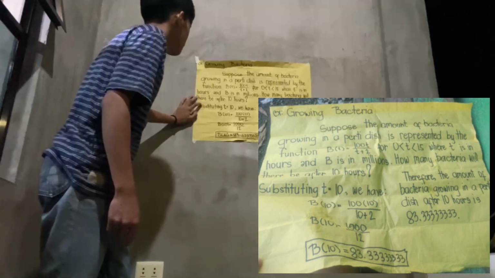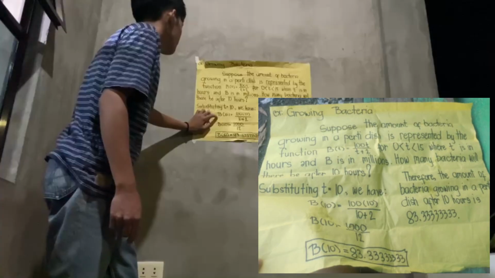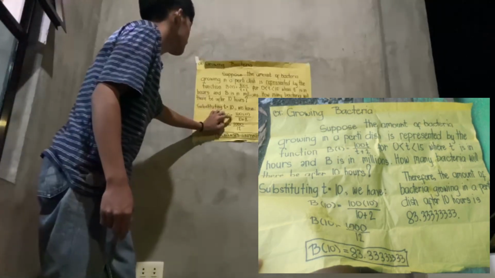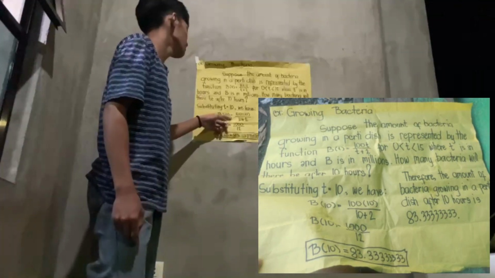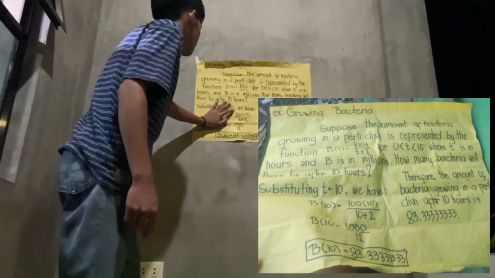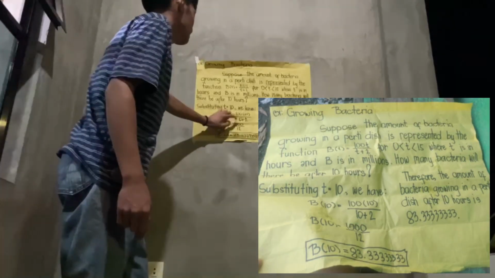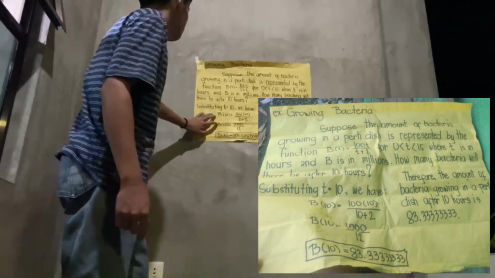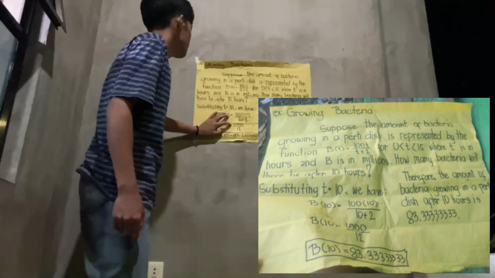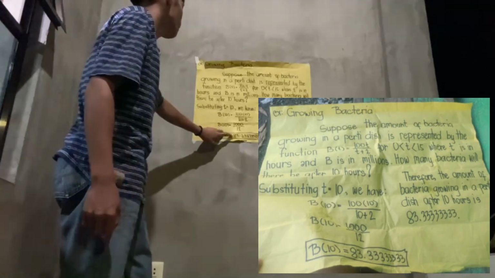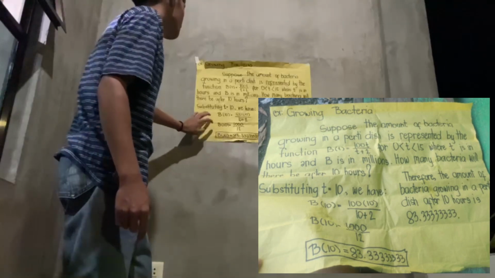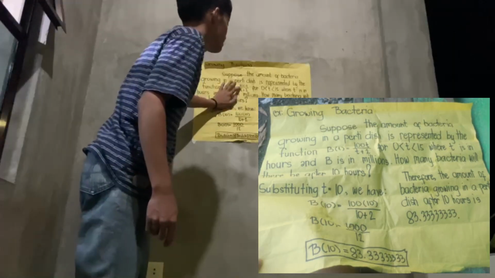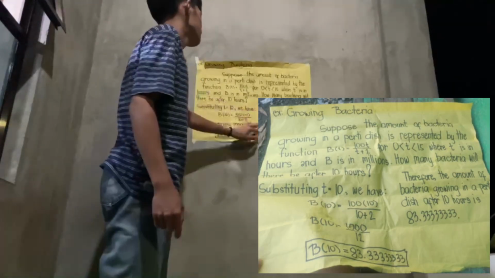Substituting T equals 10, we have B of 10 equals 100 times 10 over 10 plus 2. So 100 times 10 is 1,000, and 10 plus 2 is 12. So B of 10 equals 1,000 divided by 12. The answer is 83.3. B of 10 equals 83.3. Therefore, the amount of bacteria growing in the petri dish after 10 hours is 83.3.